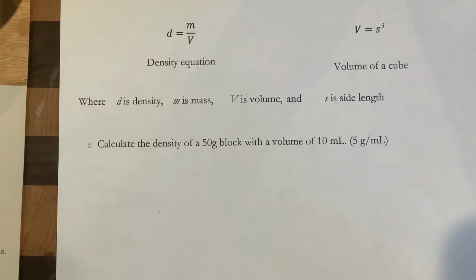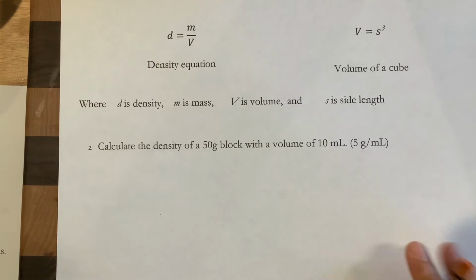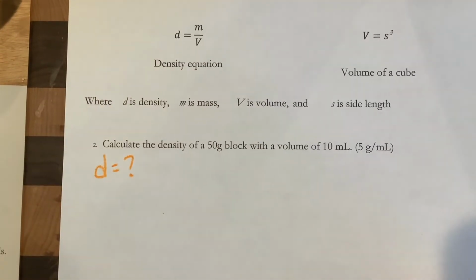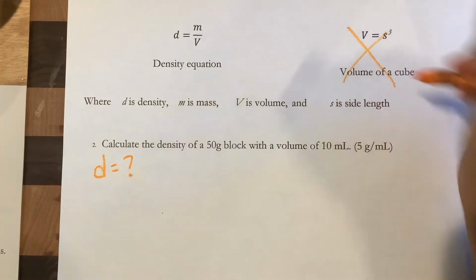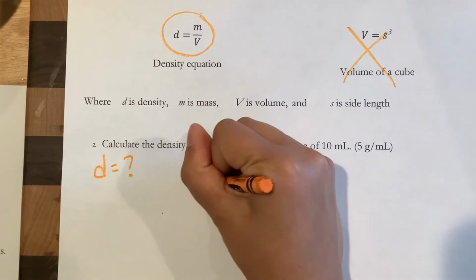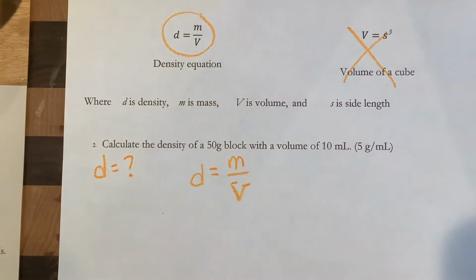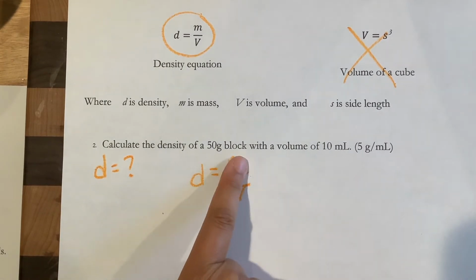Now it says calculate the density. That means my unknown is D, density. And hey, I can eliminate an equation right now. If I need to solve for D, my equation has to have D in it. So it can't be that. I have to use this equation. I can write it down right now. And I see that I have a mass. So 50 grams is a mass.